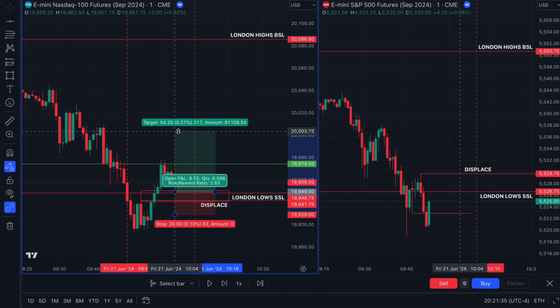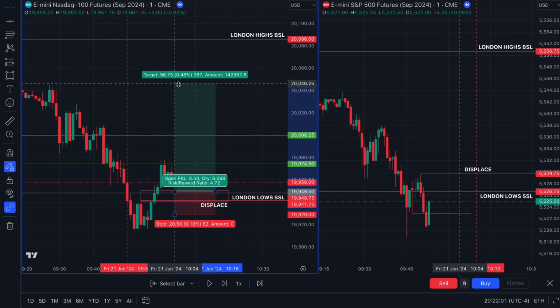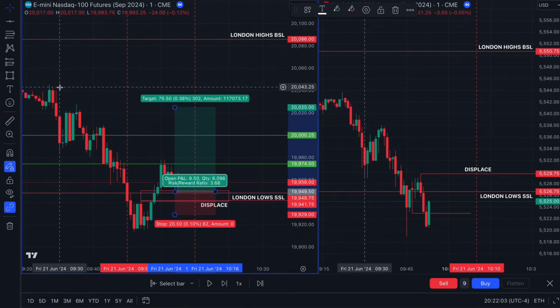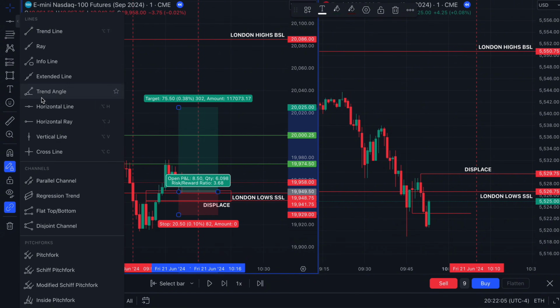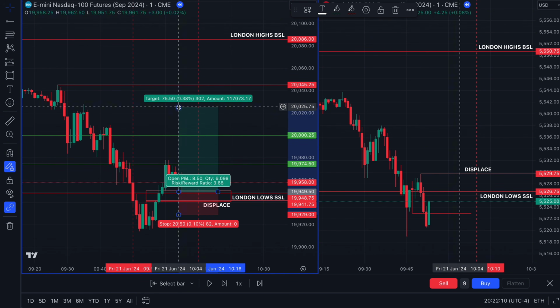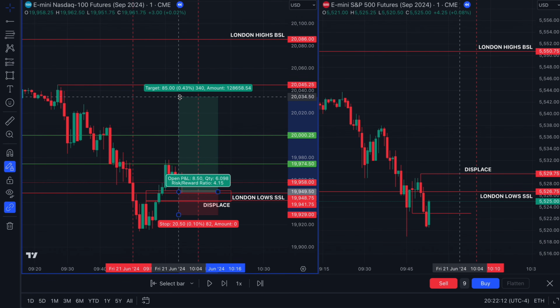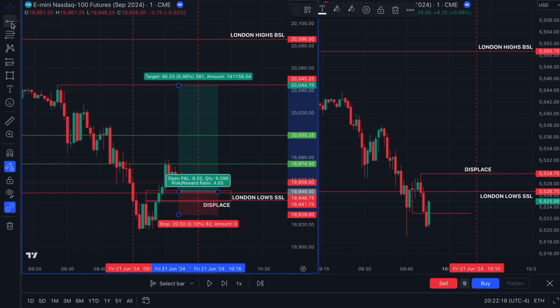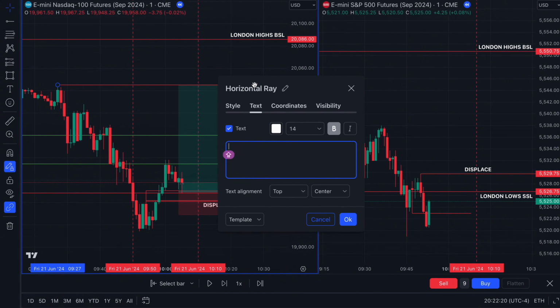Our second TP, we ran around this level here at around 50 handles, and we actually put our final TP at this previous high here. So we were targeting around 95 handles or so on this trade, and this is a minor buy side liquidity created around the New York Open, and it's around 95 handles. So you'd mark this out as a minor buy side liquidity.